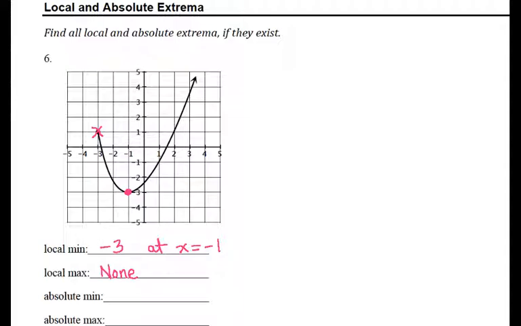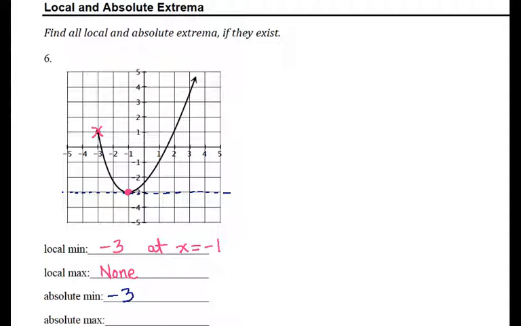Now, for the absolute min, I'm looking for the overall lowest value on the graph. Here I am going to start with my guess of what the lowest value is, checking all the way across to make sure the graph does not ever go lower than that value. And I'm going to say that this absolute minimum value is -3.